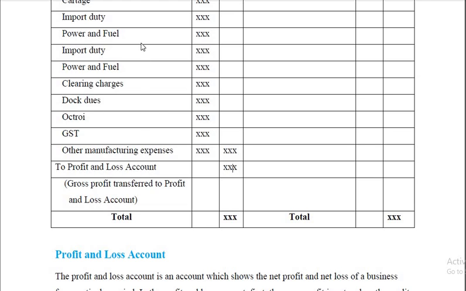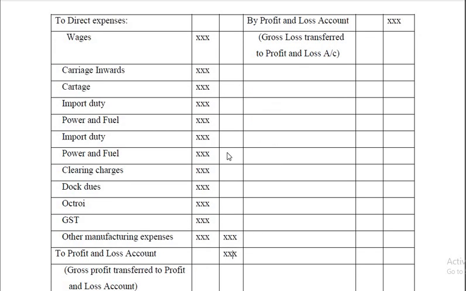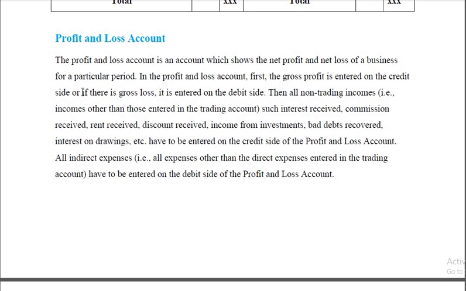On the other hand, if the total of the debit side is more than the credit side, the difference has to be transferred to profit and loss account, and that is nothing but gross loss. So gross profit if the credit side is more than debit side, and gross loss if the total of debit side is more than credit side. You don't find both gross profit and gross loss simultaneously, either gross profit or gross loss.